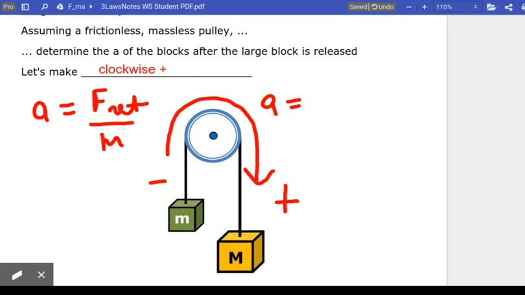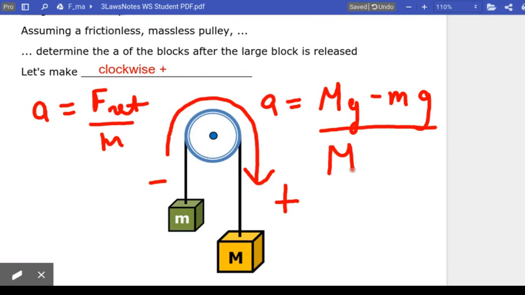What force in this system is acting in the clockwise direction? Well, that's big Mg. What's working in the counterclockwise direction? Little mg. It's working the other direction. The difference between these two weights, the difference between these two forces, is the net force. Now, what is that net force accelerating? Not just M and not just little m, but it's accelerating both of them.